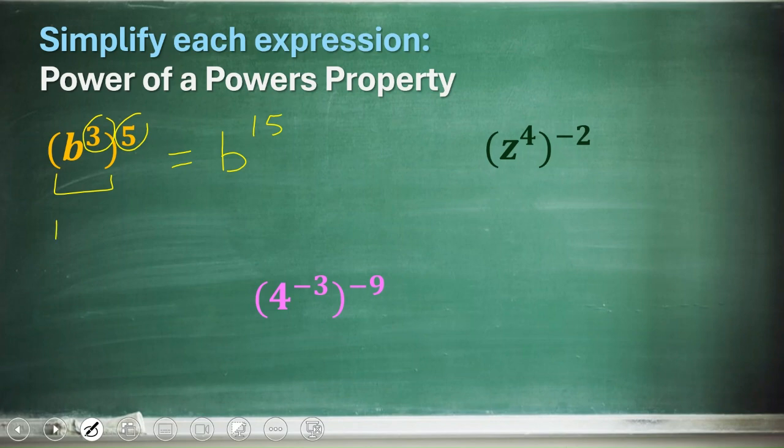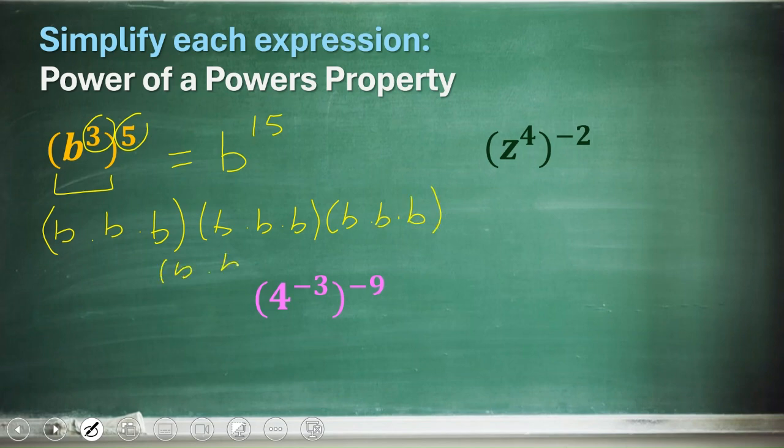The reason this works is because it's like saying that we have b times b times b, right? That's b cubed. And then we do it 5 times. So we would have this over and over and over 5 times. And what we know from the product of powers rule is that the way we get the new exponent is we add the exponents together. And in this case, all the exponents are 1, and there's 15 of them. That's why this rule works.